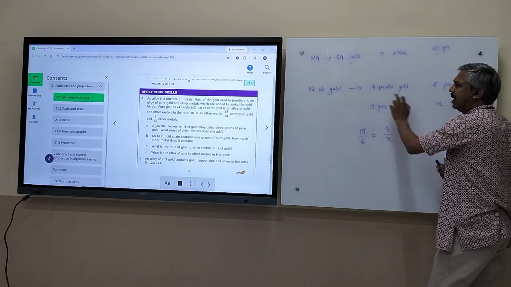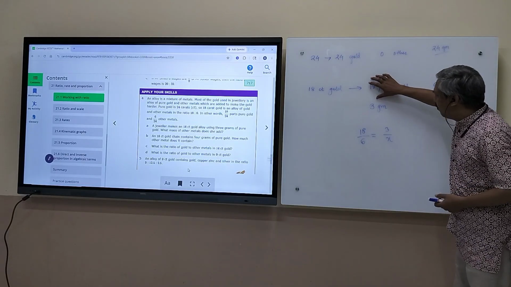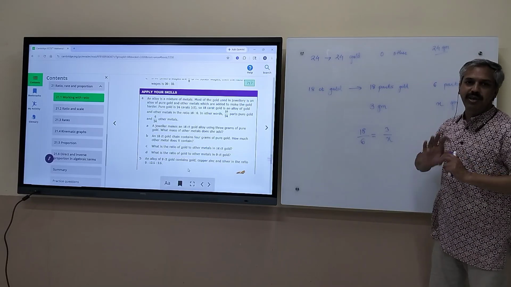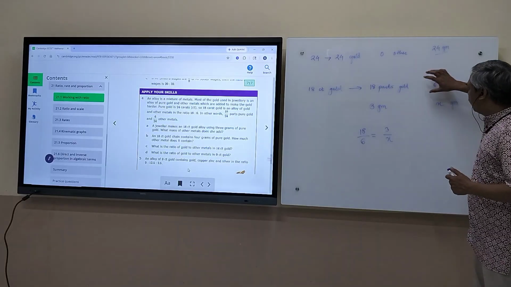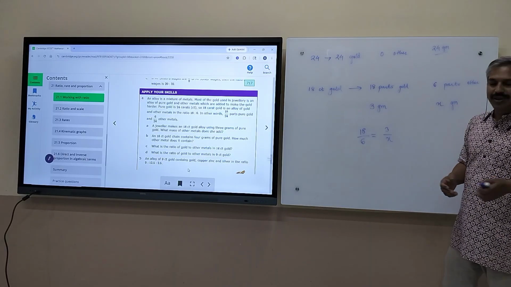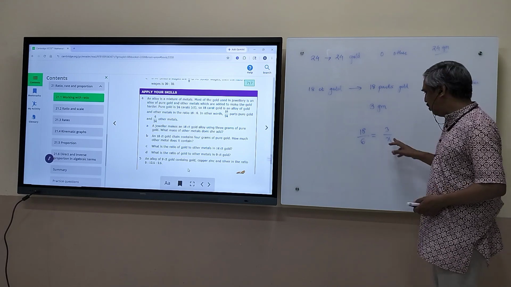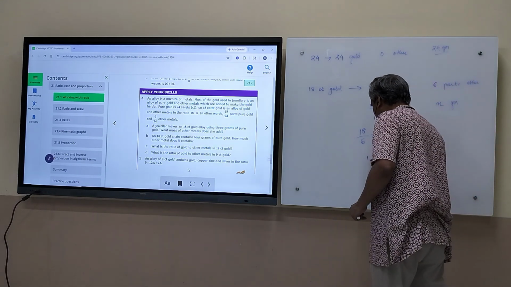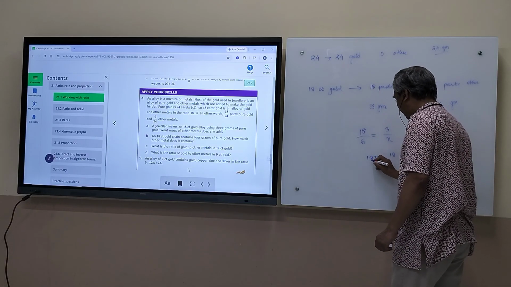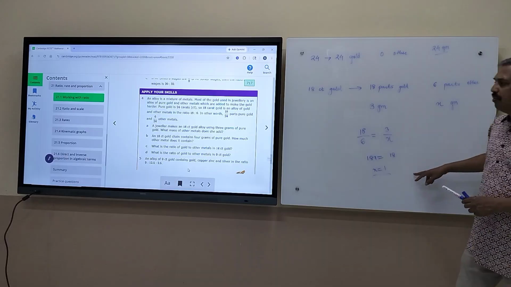Both are 18 karat gold, and in a given karat gold, the ratio of gold's quantity to the other metals' quantity will remain constant. So 18 upon 6 and 3 upon x are equivalent ratios. Divide by 6, we get 3 upon 1. So 3 upon x, x must be equal to 1. How do you cross multiply? You write 18 into x is equal to 3 into 6, so 18x is equal to 18. So x is equal to 1 gram.